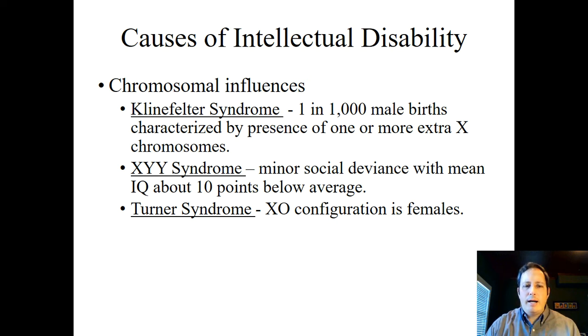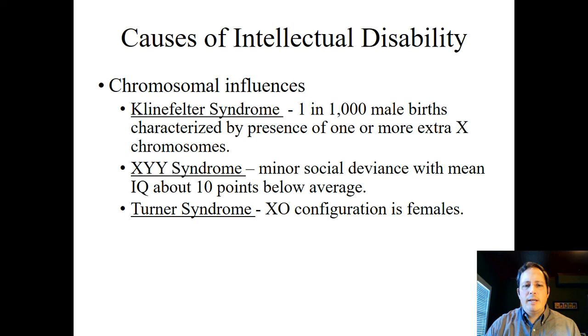So with the extra Y, you don't see quite the level of impairment that you do with something like Klinefelter's, which is an extra X chromosome. As you can see, there is a record of more minor social deviance, and the mean IQ tends to be about 10 points lower than average. So the average for somebody with an XYY syndrome would be a 90, as opposed to the 100 average IQ that we talked about in Module 1.